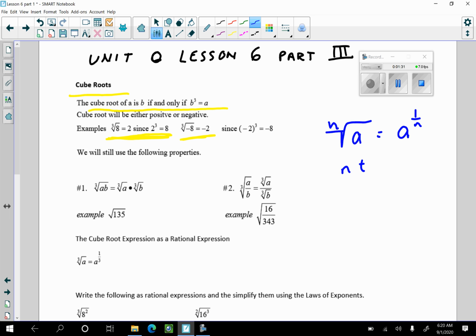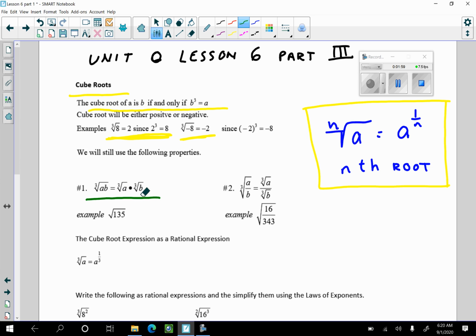There are some IXLs that will deal with fourth roots and fifth roots, and that's okay. But the same properties hold most of the time when you simplify these root radical expressions. They call them radical expressions or nth root expressions. You can use these same two properties as we're going to use on simplifying cube roots, and it's these properties right here. The cube root of A times B.